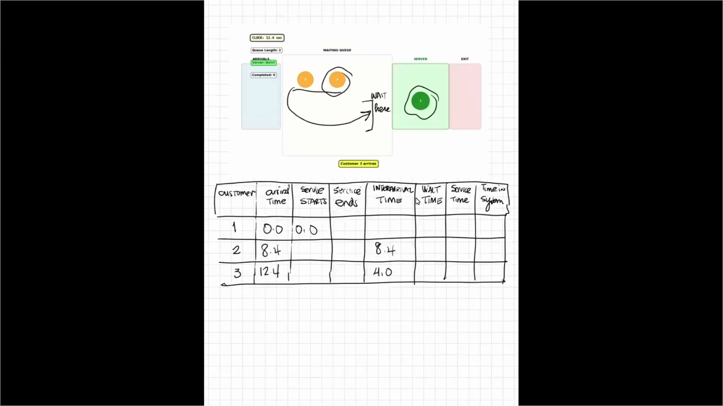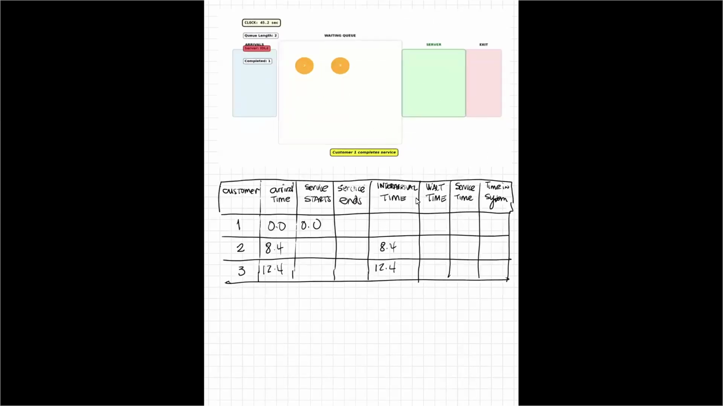I'm just copying the info we had. Oh, the inter-arrival time is 4. Yeah, sorry. Let me erase this. I want to go ahead and write that down. And what does it say? Oh, customer 1 has completed service. What time is that? At time 45.2. Okay, so I'm going to come to this cell here and record this information, 45.2.